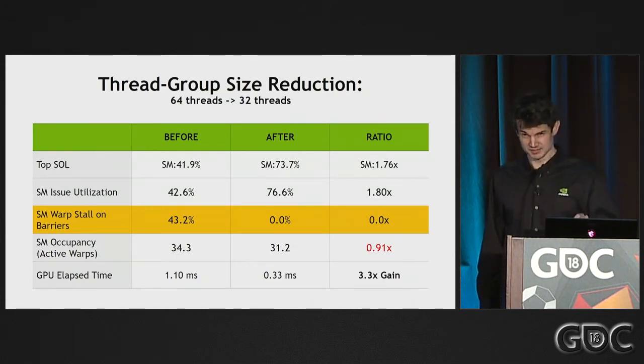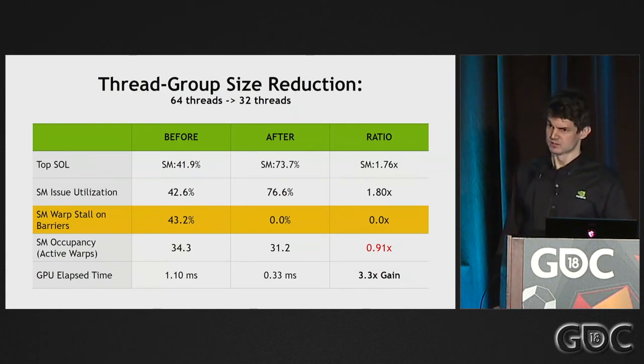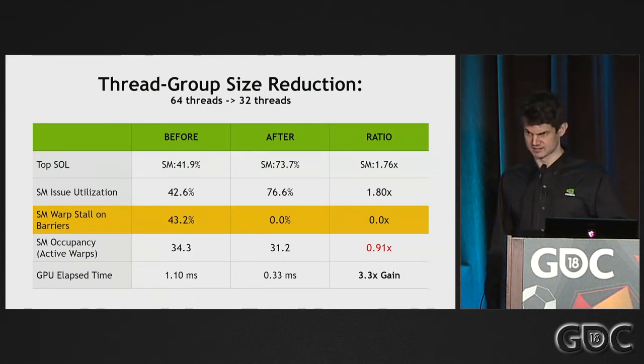But it's interesting to notice that the SM occupancy, which is the number of active warps per active cycle, actually went down. So it shows you that if you started triaging this situation by just trying to optimize the SM occupancy, you would completely miss the problem. The problem is not the number of active warps at all, and you shouldn't attack this kind of problem by looking at SM occupancy. You should start by looking at SM issue utilization and warp stall reasons.